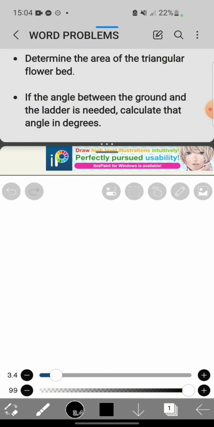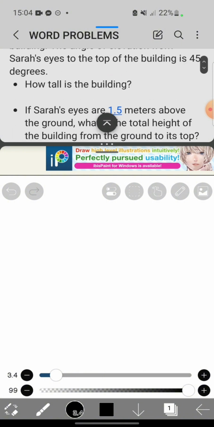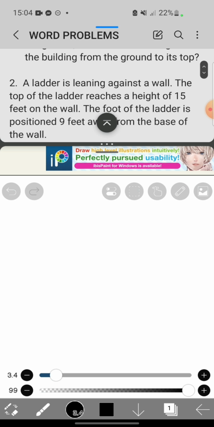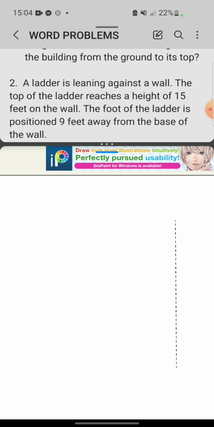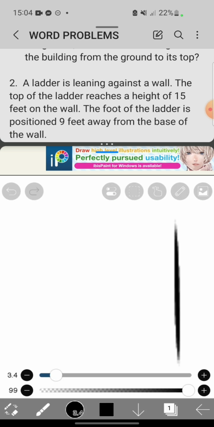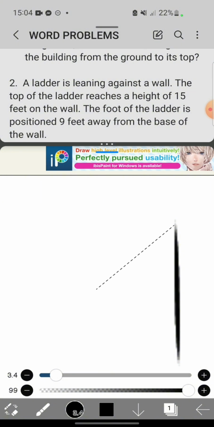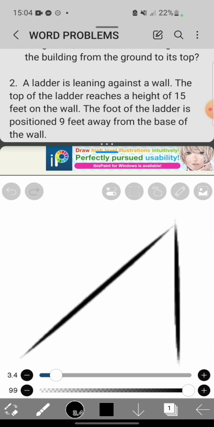So first, let's draw the problem. A ladder is leaning against a wall. The top of the ladder reaches a height of 15 feet on the wall. So the wall is 15 feet. Let's say this is the wall, and the ladder is leaning on the wall. So this is the ladder, and the ladder is positioned 9 feet away from the base of the wall. So this is the base of the wall.